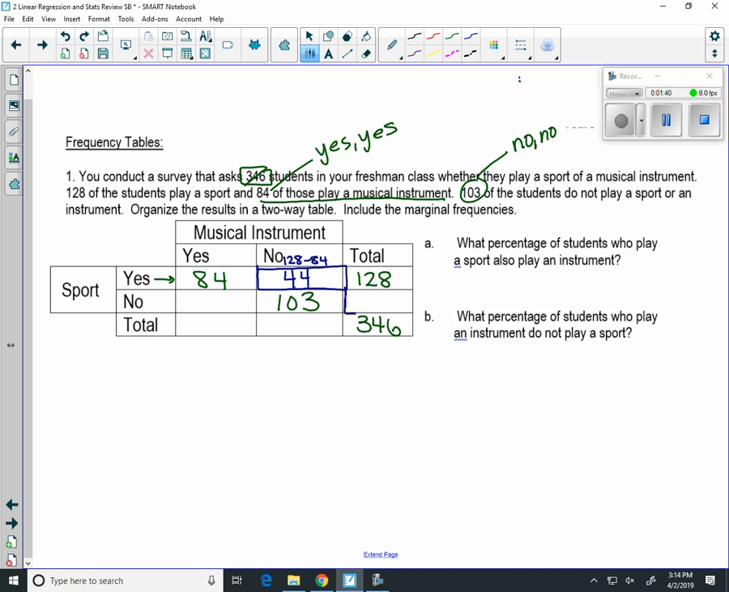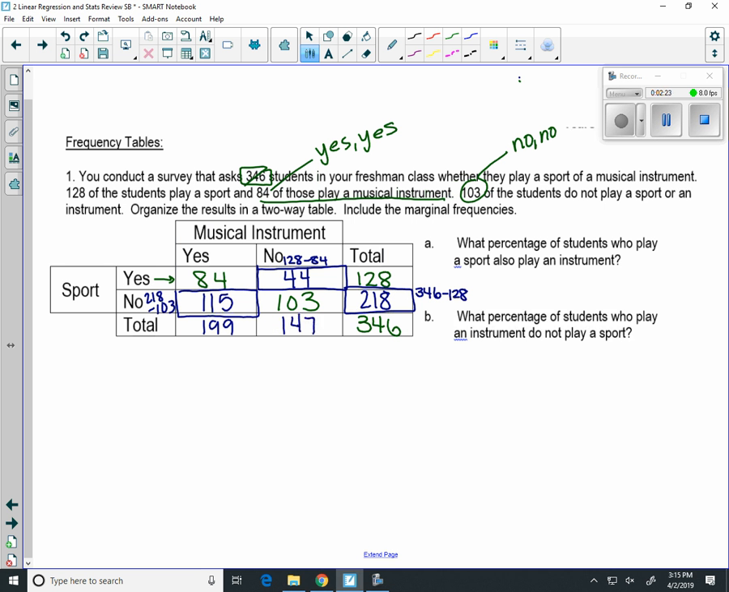I need to do this cell next. For that cell, I'm going to do my bigger number, 346 minus 128. And I get 218 there. Once I have that, I can get this one. There I'm going to do my big number minus my smallest, 218 minus 103, and get 115. And then you can total up those columns. That first column is 199. And the second column is 147.